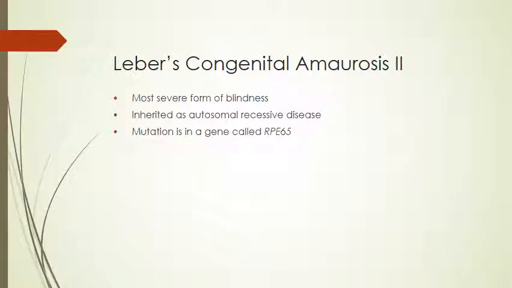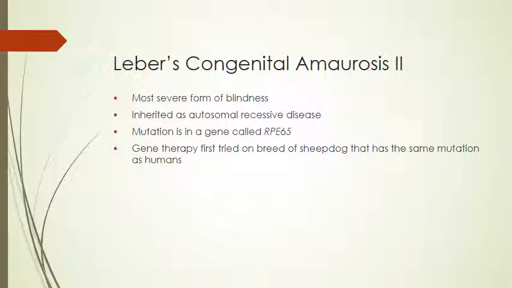I would like to look at the third example of gene therapy. It was used for Leber's congenital amaurosis type 2. It is a very severe disease. It's the most severe form of blindness. It's inherited as an autosomal recessive disease. It's a mutation in a gene called RPE65. Gene therapy was first tried on the breed of sheepdog that has the same mutation as humans. It was then tried on 4 young adults and later on an 8-year-old, Corey Haas.